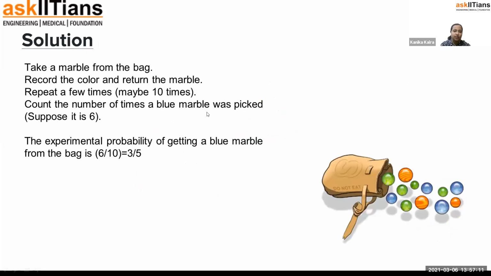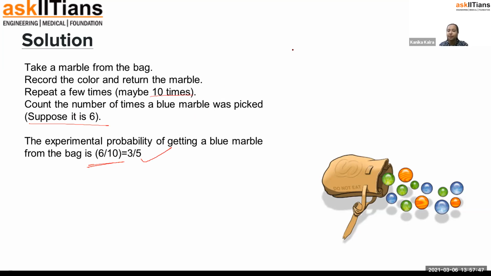All right. So this is the example they have taken. Take a marble from the bag, record the color and return the marble. Since it's not written that you have not replaced the marble, you obviously have to put the marble back in the bag. Now repeat a few times. They have taken it as 10. Count the number of times a blue marble was picked. It is 6. The experimental probability of getting a blue marble would be 6 over 10, that's 3 over 5.